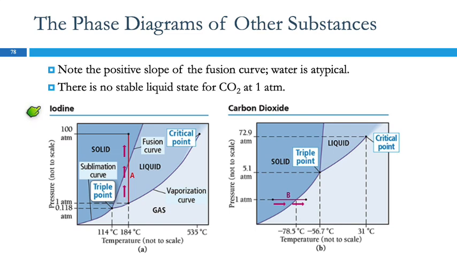So this is a phase diagram for iodine. This is one for carbon dioxide. Interesting thing about carbon dioxide is at 1 atmosphere, there is no temperature at which the liquid is stable. None. You can't have a stable liquid until you get up to 5 atmospheres, which is really quite a high pressure.